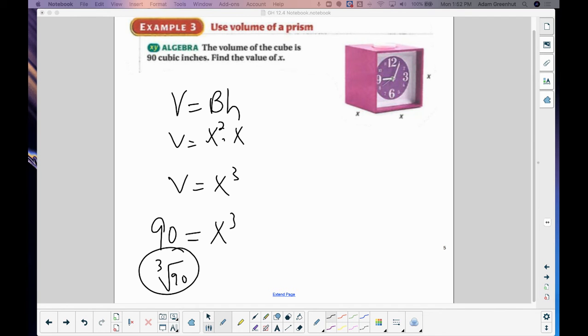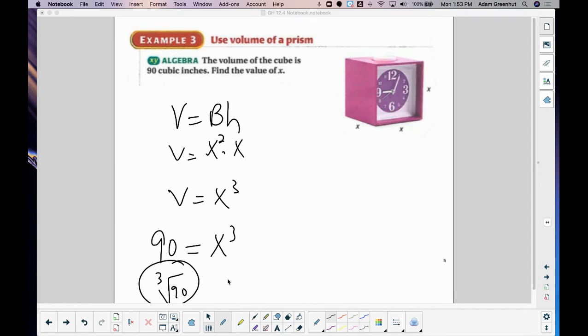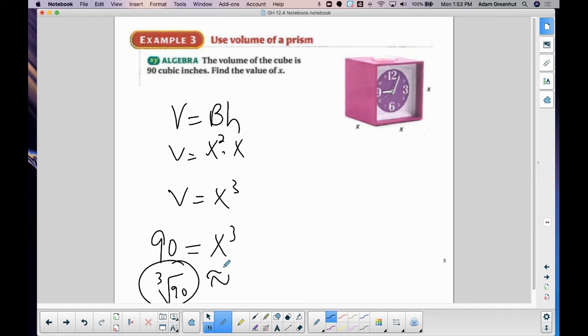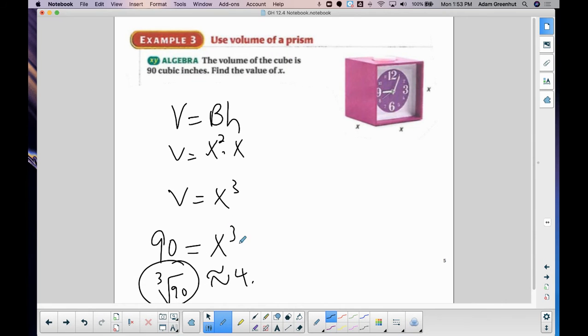All right, I'm going to bring my calculator over to find the cube root of 90, and I'm going to hit this button here, cube root of 90, and I'm getting 4.48 for the length of the edge approximately. I'll round to the nearest hundredths, why not? 4.48, and the length of the edge would just be in inches. And there we go.